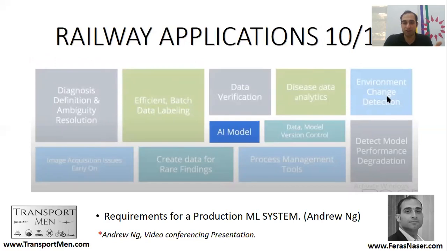And this is Andrew Ng's illustration that the AI model at the center of a production ML system is only a small part. So there are other parts, and he's taking this from healthcare. So you can say there is disease data analytics, data verification, efficient batch data labeling, and other parts that make a machine learning system work in production.